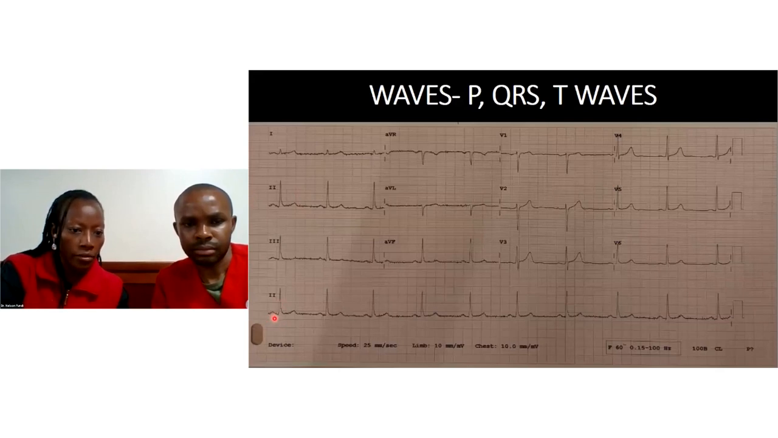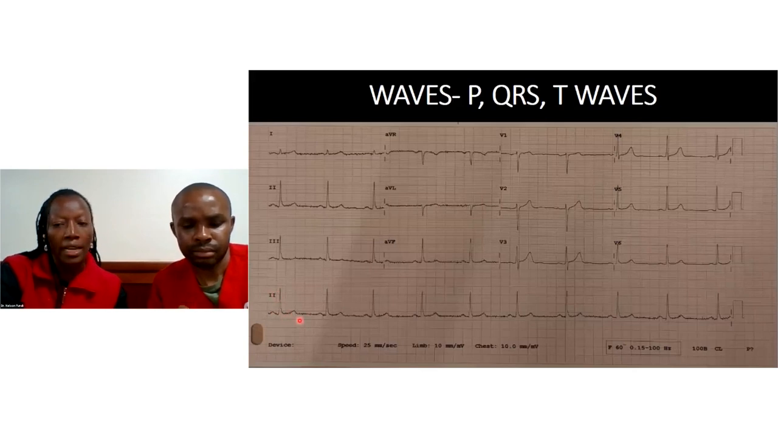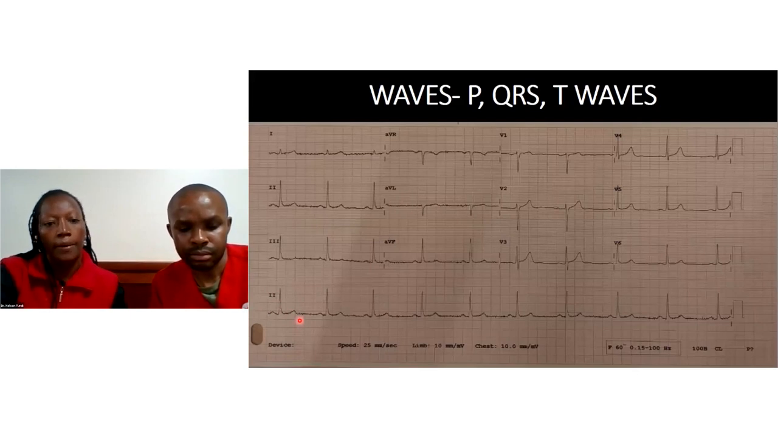So this is our P wave, it is positive. That is our QRS complex. And then we have our T wave. So these are the three waves we have: our P wave, the QRS complex, and the T wave. So any deflection, be it negative, be it positive, from the isoelectric line.